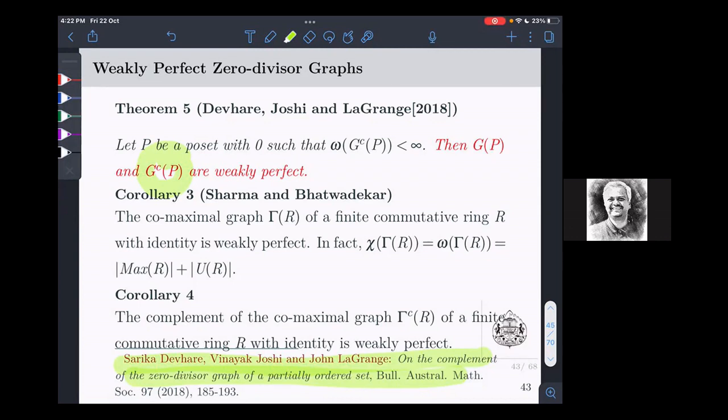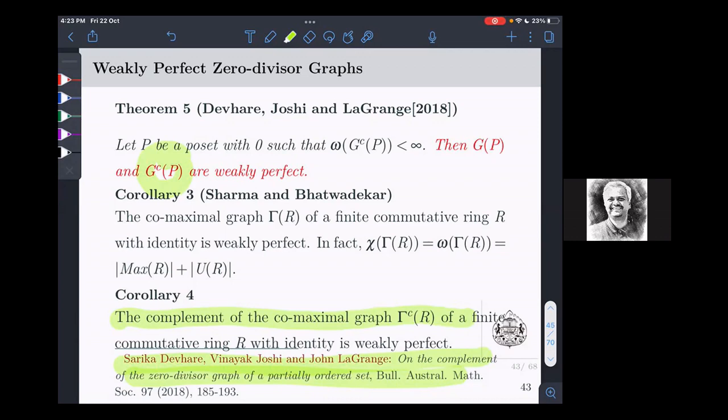Now here in our case, the complement of the co-maximal graph of a finite commutative ring R with identity is weakly perfect because of this theorem. So that is an additional advantage we are getting because of this construction of a lattice from a ring R.